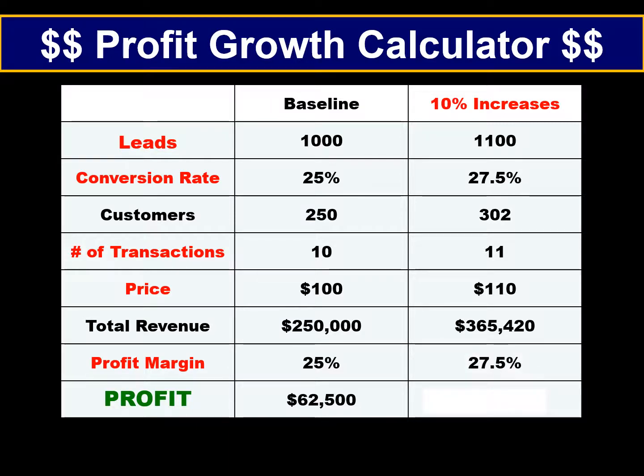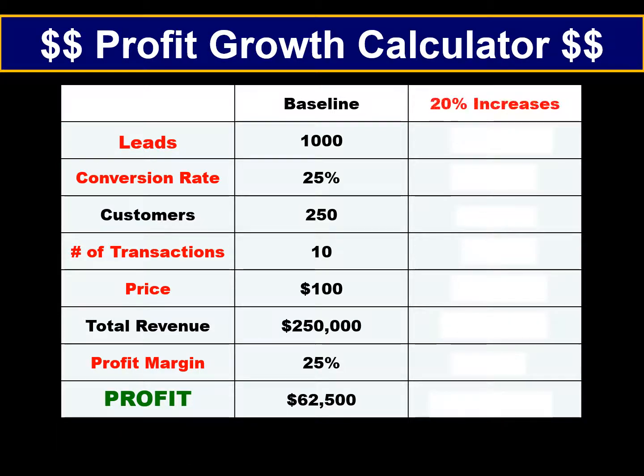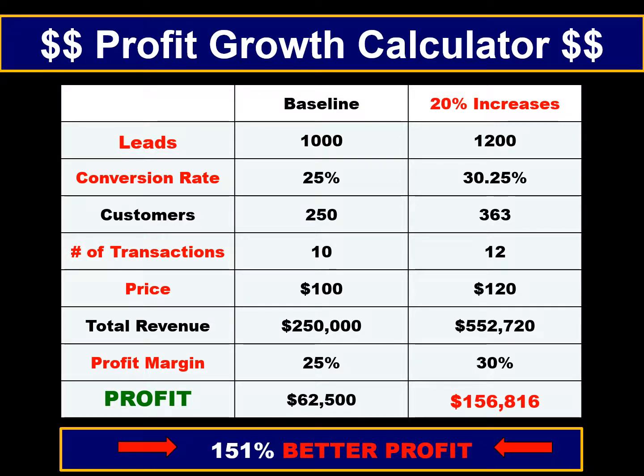Now we're going to adjust the profit margin a bit. So the profit will go up now from $62,500 to $100,490. That's an increase of 61% better. This person improved his or her business by 61% by a bump of 10% on each of those items. That's a 10% increase. Let's look at 20%. Look at these numbers. Now the profit is up to $156,000, but that's 151% better than they had before.